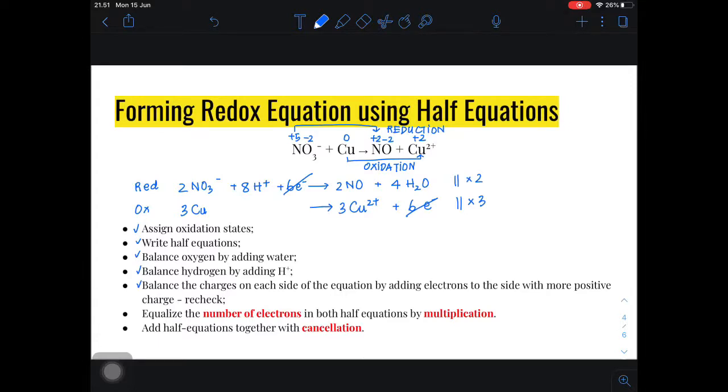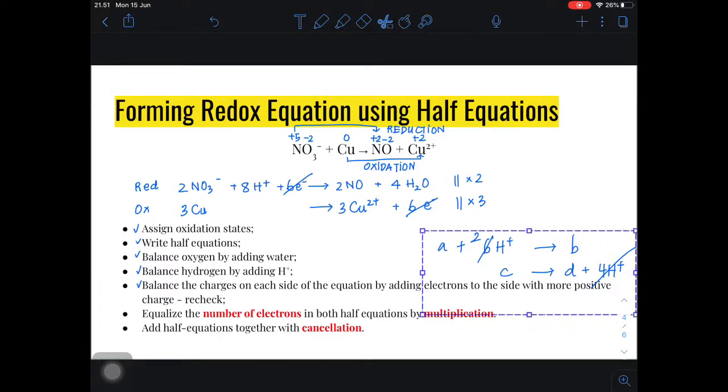Not only electrons, if we have water on the left hand side and on the right hand side, we can also eliminate that. If we have hydrogen on the left hand side and the right hand side, we can eliminate that. For example, for a hypothetical reaction, if A plus 6H+ becomes B and C becomes D plus 4H+, we can also eliminate 4 of the hydrogen, and now what remains is just 2 hydrogen on the left, but that's hypothetical.